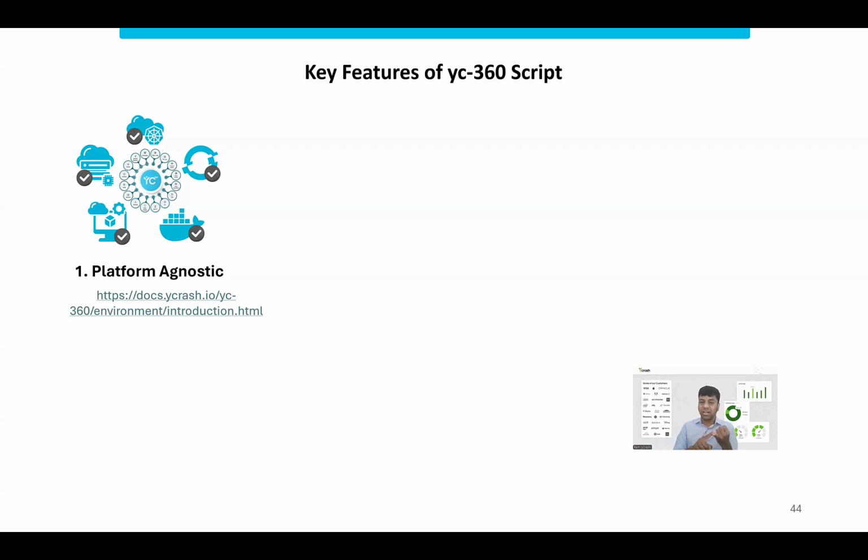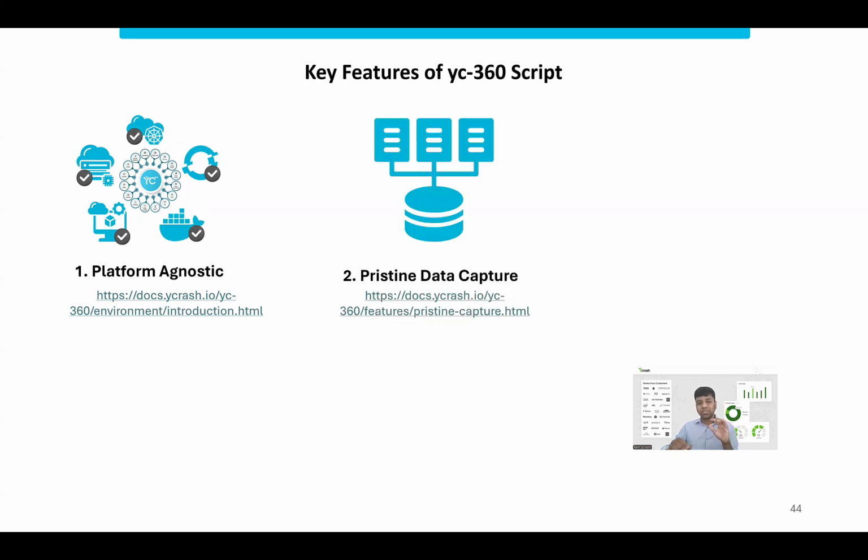That is, it can run on Linux, Windows, Mac, Docker, Kubernetes, OpenShift, and we are also starting to support other platforms as well, right? And then the next one is it does pristine data capture. Friends, some container distributions may not have the netstat command. Some may not have the top command. In that circumstance, how is it going to capture this data? In that circumstance, the script talks to the kernel directly and gets this information for you.